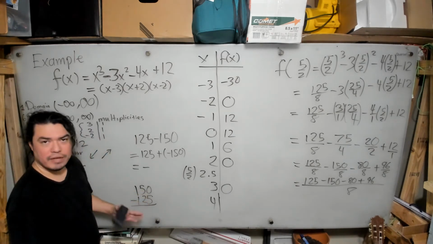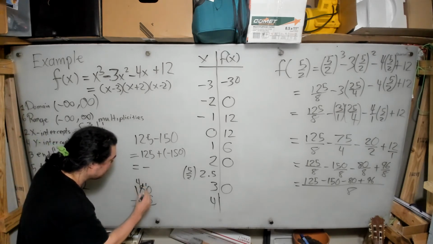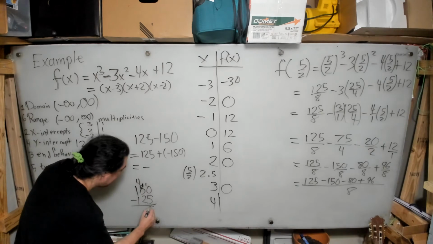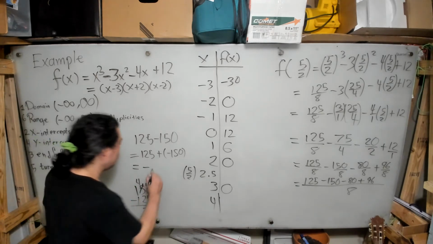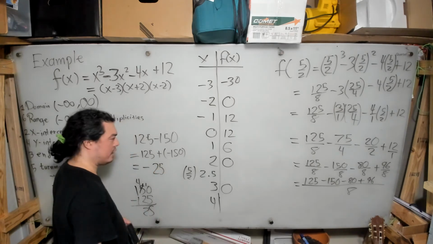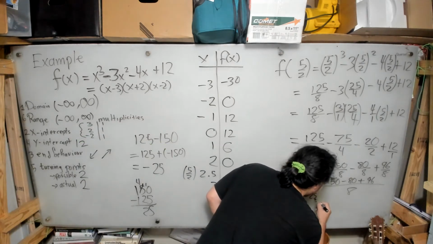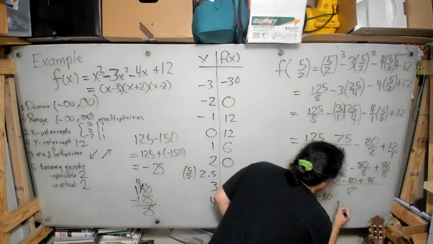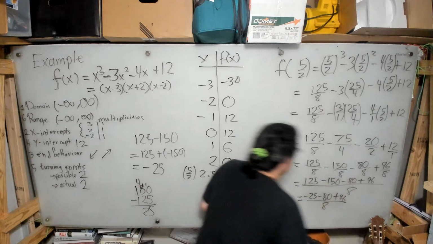0 minus 5, I can't do it. But I can borrow from the 5. That becomes a 4. This becomes a 10. 10 minus 5 is 5. 4 minus 2 is 2. 1 minus 1 is 0. So this is negative 25, like this. So I can now rewrite this expression as negative 25 minus 80 plus 96 over 8. Okay?